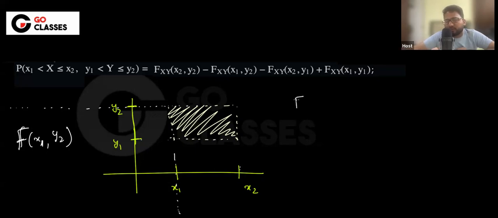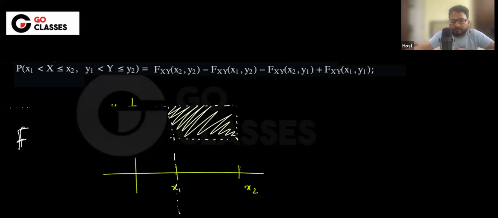If you want to find the individual CDF, let's suppose F of a, it meant X less than or equal to a, right? It is always from minus infinity to a. So CDF is always from the starting. With respect to CDF, this whole region is from the starting to y2, and from the starting to x1. This is one region, which is x1, y2.